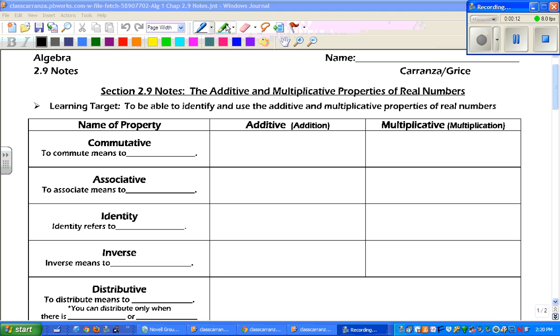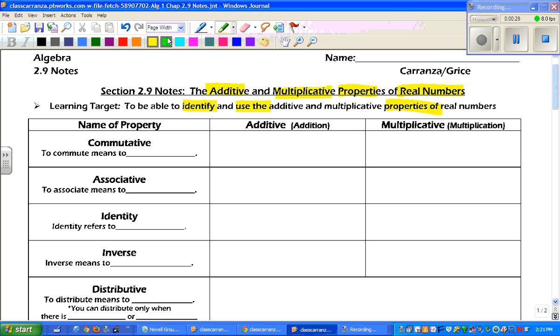Today we are going to be going over the additive and multiplicative properties of real numbers. Our learning target today is to be able to identify and use the different properties that we're going to be talking about today. At the very top you're going to see the additive properties, which are addition, or the multiplicative properties, which are multiplication. We'll be going through and giving examples of all of these.